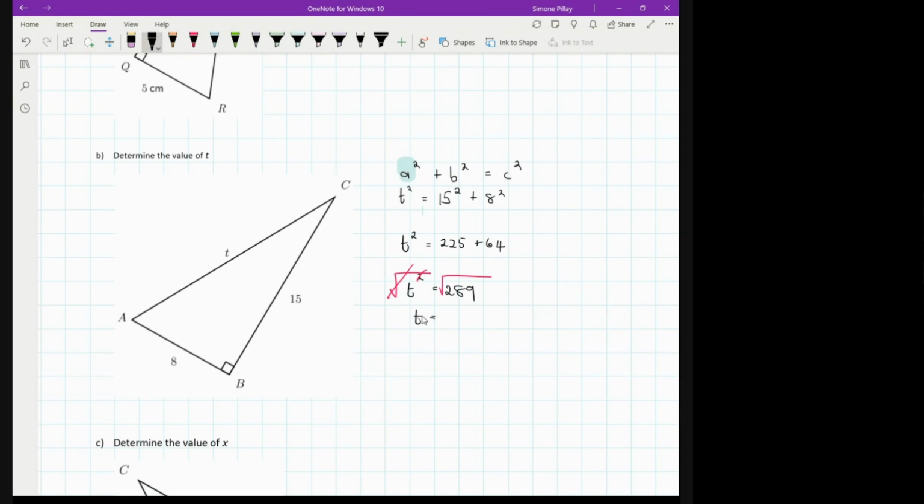Is it just a straight 17? 17 units. Yes, it is. Are we done? No, the reason is Theorem of Pythagoras. Thank you very much. And that is that.